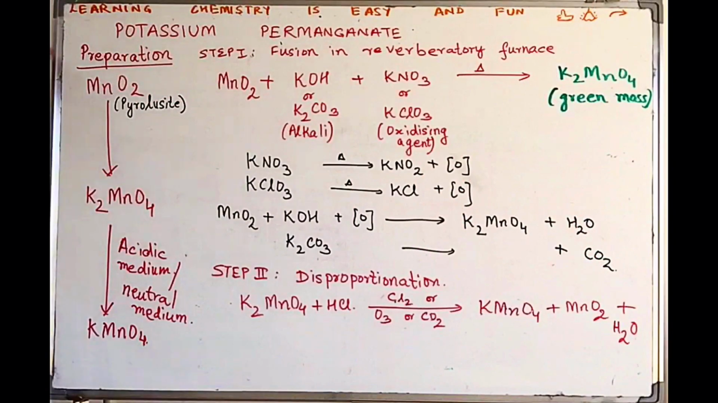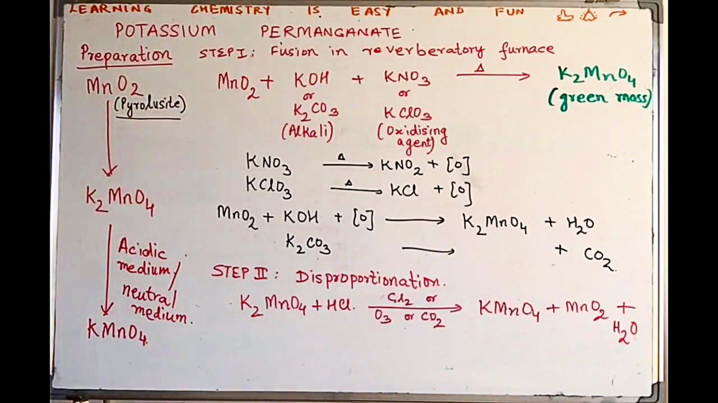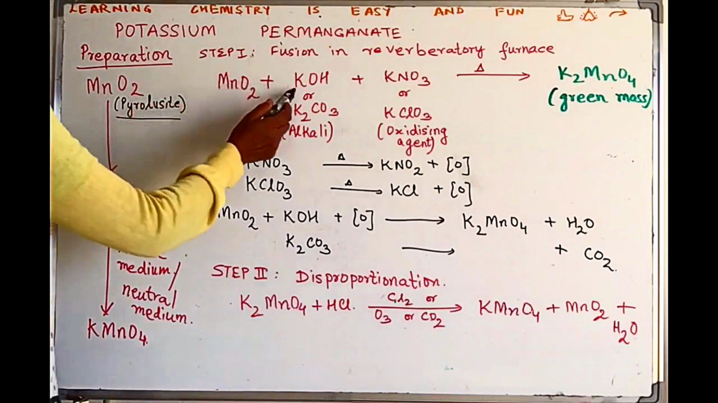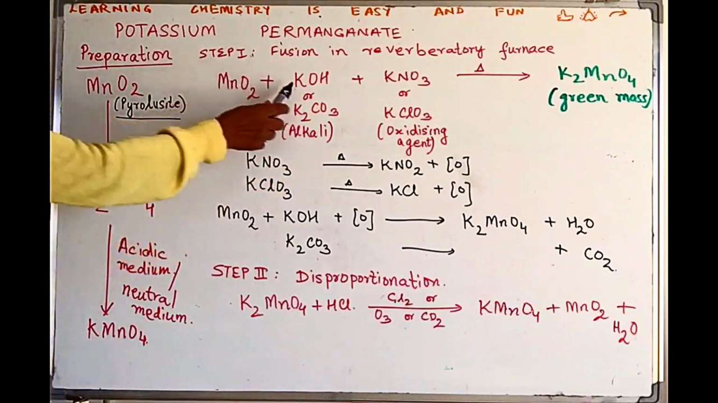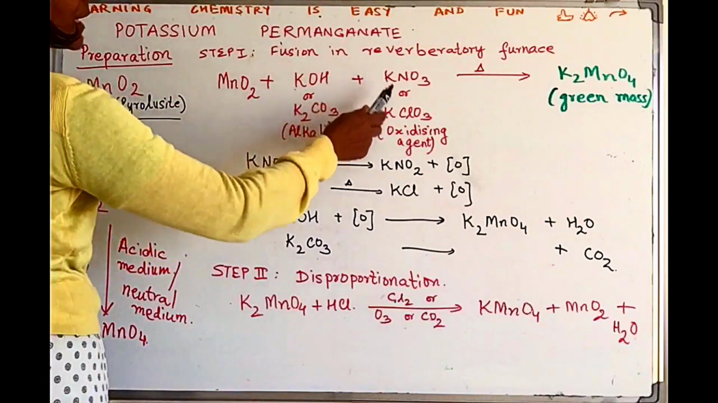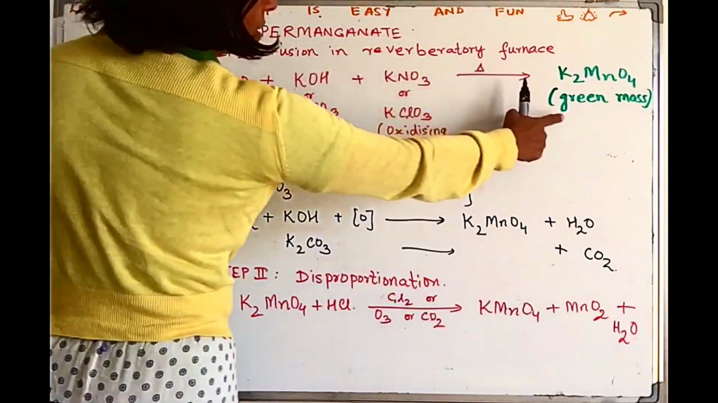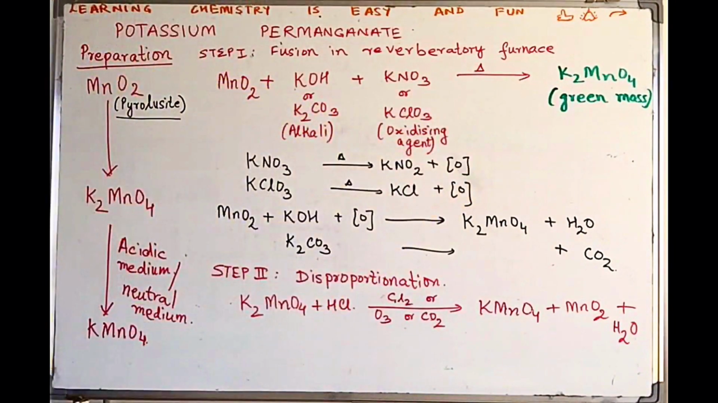Let us now do the preparation of potassium permanganate. The ore from which potassium permanganate is extracted is pyrolusite, which is mainly manganese dioxide, MnO2. This is fused in a reverberatory furnace with alkaline agents like potassium hydroxide or potassium carbonate, and oxidizing agents like potassium nitrate or potassium chlorate. This gives us a green mass of K2MnO4, that is potassium manganate.